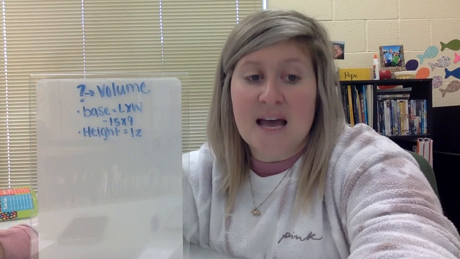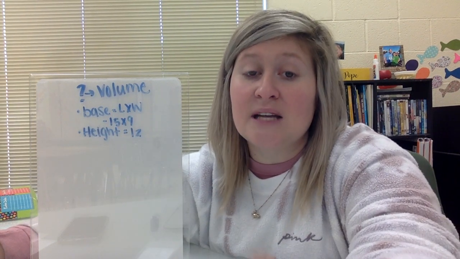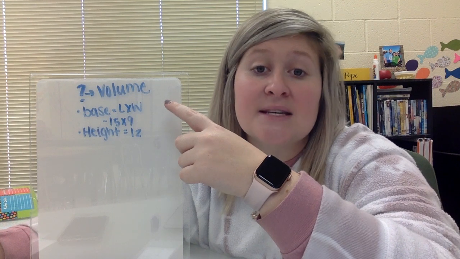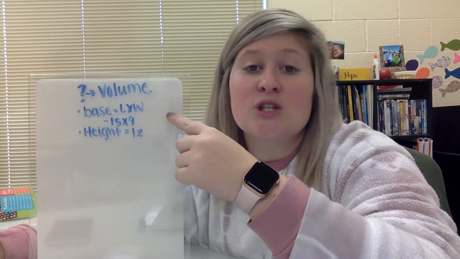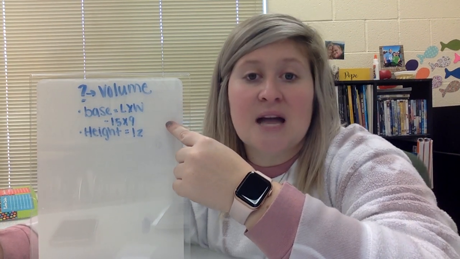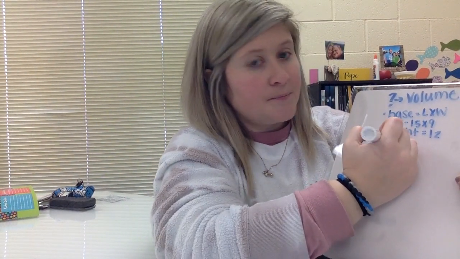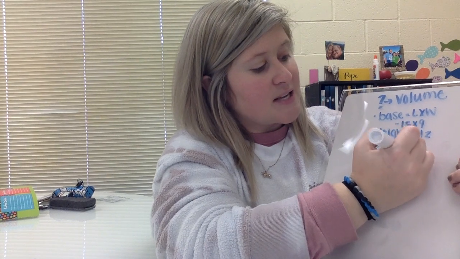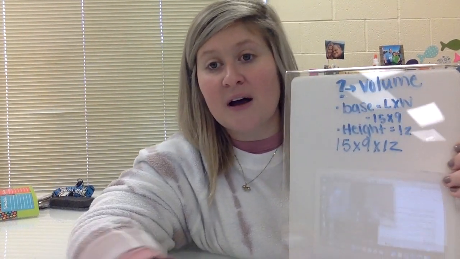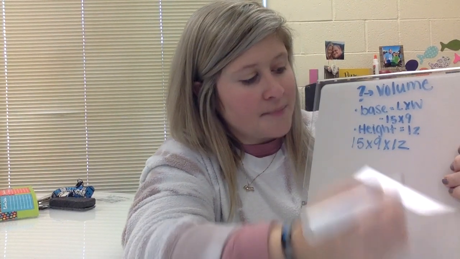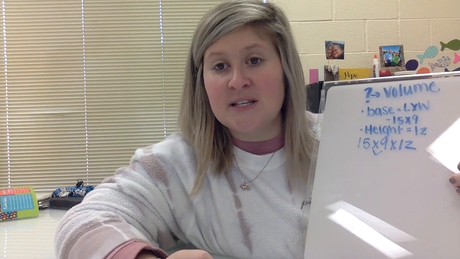It says the base had 15 rows with 9 cubes in each. Well, if you think back to area, base is length times width. So it's essentially saying that you need to do 15 times 9, and then the height is 12. So when we solve this, we need to be doing 15 times 9 times 12 to find the volume of this prism. So I'm going to start with 15 times 9.